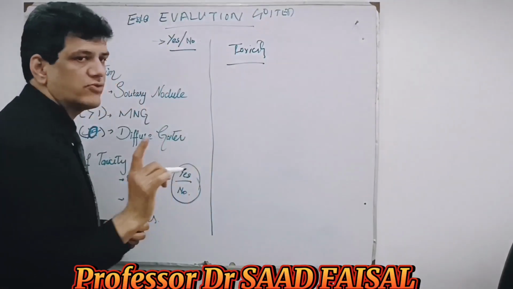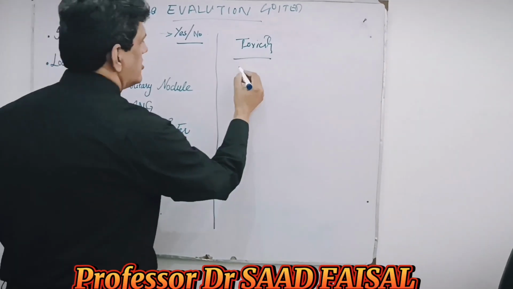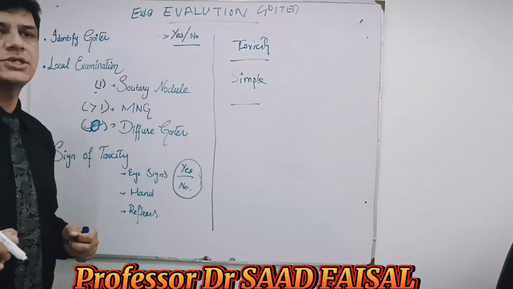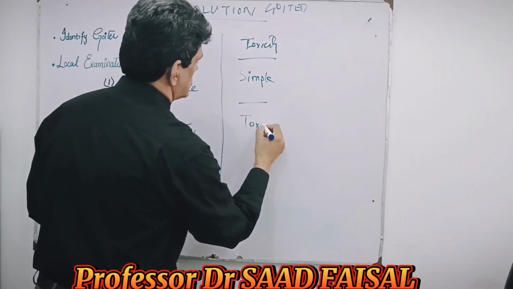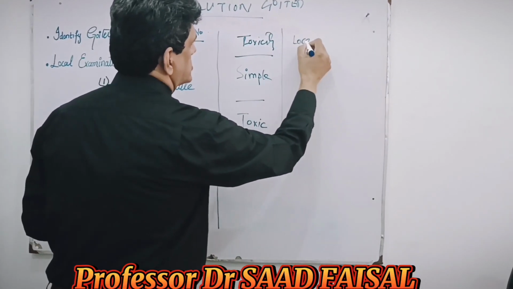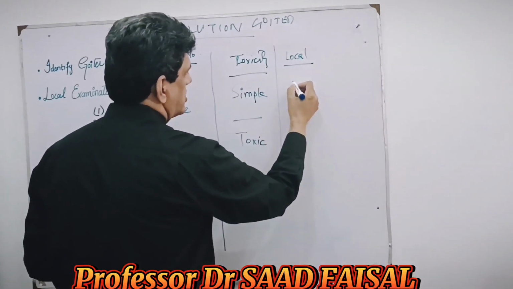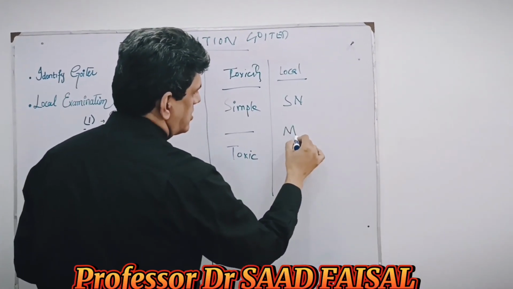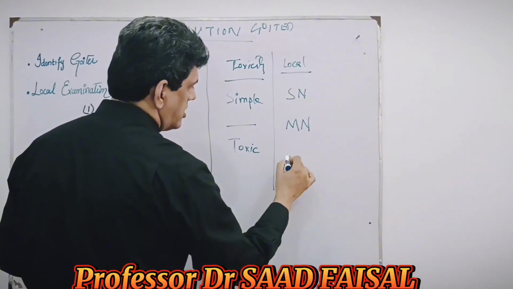If there are no signs of toxicity, it will be called simple. If the signs of toxicity are present, then it will be called toxic goiter. And then the next level is local examination or structure. If there is one nodule, it is called solitary nodule. If there are multiple nodules, it is called multinodular. And if there is no nodule, it is called diffuse.